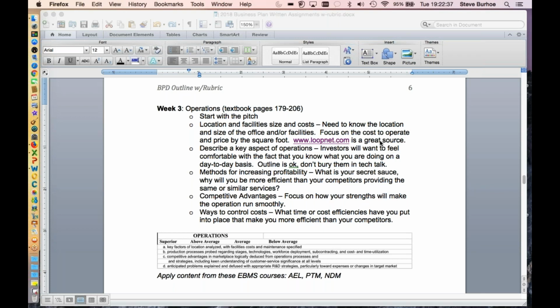They also like to know that you have some type of efficiencies versus your competitors. That's what we're talking about here with methods for increasing your profitability. Do you have something special that you can do? Can you have a low cost location because you're going to record out of your home, or you're going to rent somebody else's? I had one guy who was going to rent his friend's recording studio rather than spend the money to build his own.